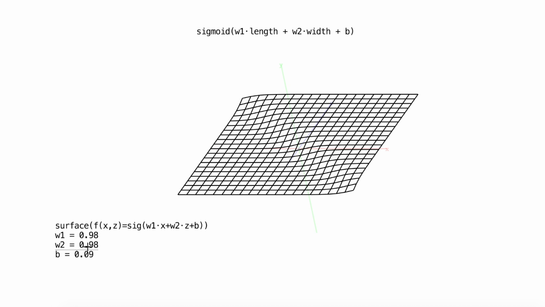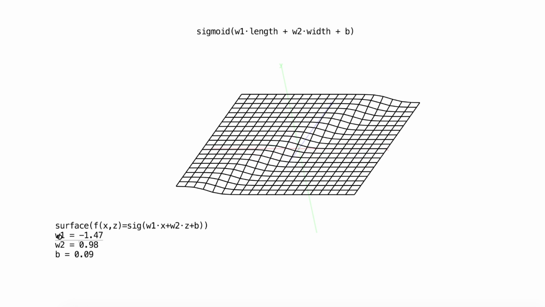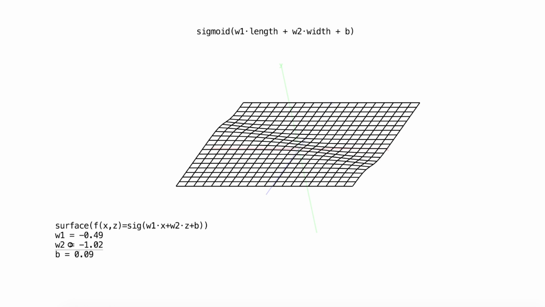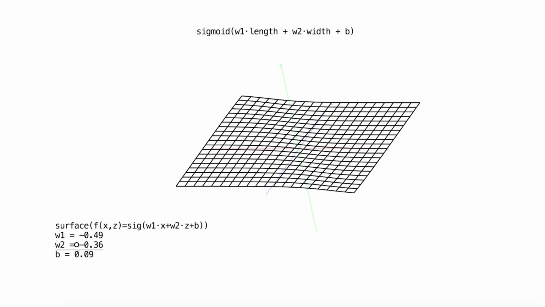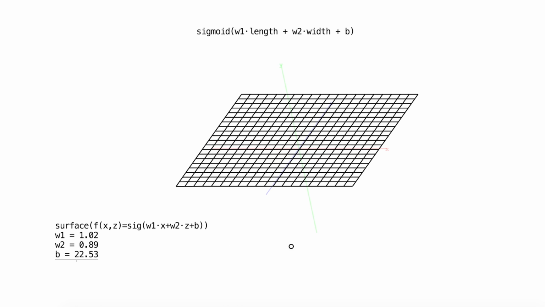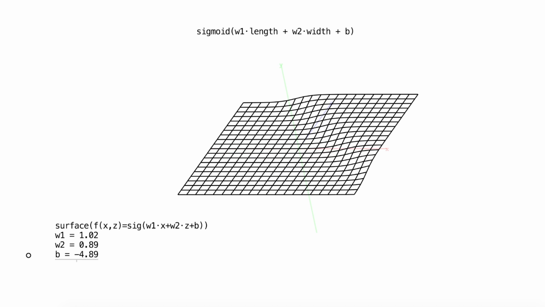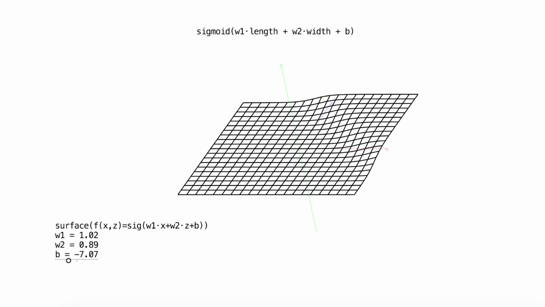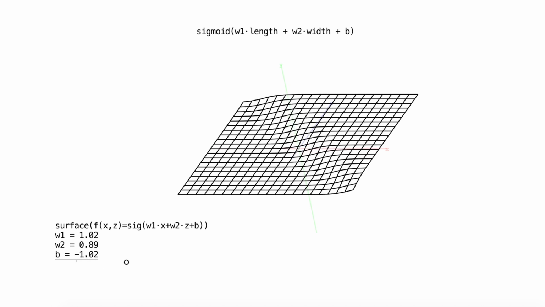And now you can see what b does. You see how this is always centered about the origin here, the change in the network's output. No matter what I do with the two W's, it's always centered right at the origin. But luckily, with B, we can shift that line, that change in the network, forwards or backwards.